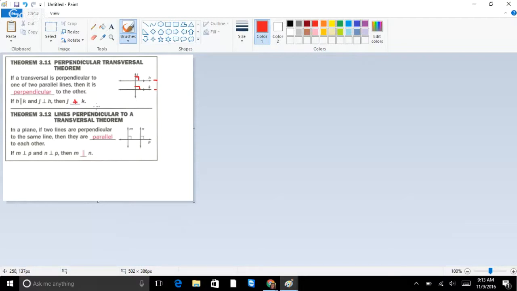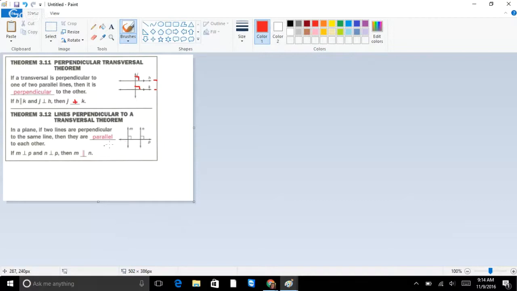And this shouldn't be too much of a surprise because back in the beginning of this chapter, these would be considered corresponding angles. And we have a postulate that proves that corresponding angles are equal. So those two angles would be equal, and that would mean that they are perpendicular. So K and J are perpendicular.